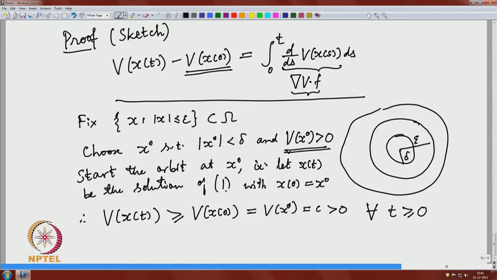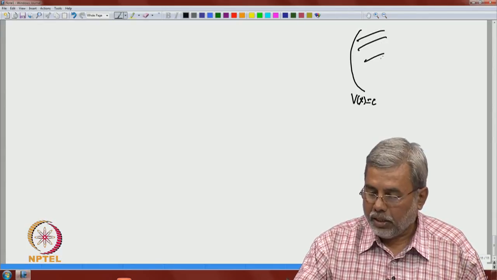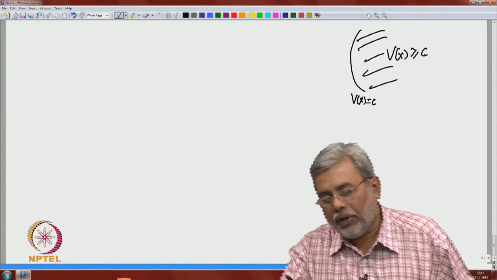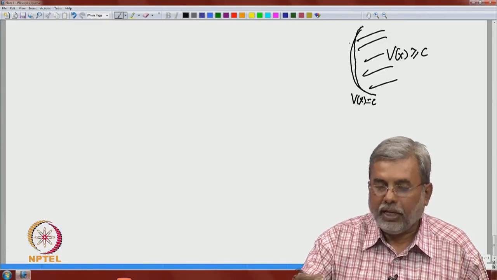Okay. So, if I start the orbit at such a point, then V along that path remains bigger than this c. Okay. So, let me draw again a diagram. So, now I have this region. So, this is V of x equal to c, and I want to remain in V of x bigger than or equal to c. So, that is the region and part of omega. Okay, everything is part of omega. So, the orbit is confined to this region now, and that is what that estimate shows.